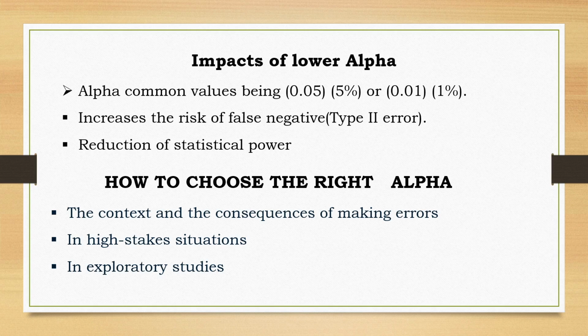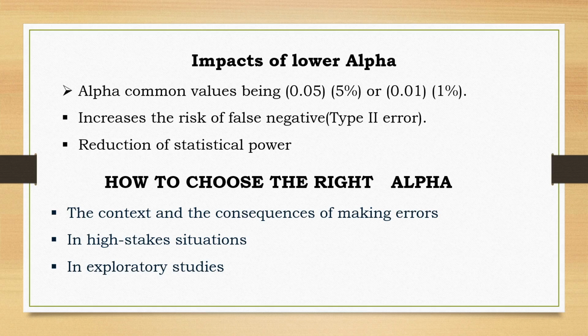Impact of lower alpha level. First of all, the alpha level can be fixed as 5% or 1%. What are the impacts of a lower alpha level? It increases the risk of false negative, which is type 2 error, that we're going to discuss in detail. It also reduces the statistical power. What is the statistical power? This is the probability of correctly rejecting a false null hypothesis, because decreasing alpha increases the chance of type 2 error.